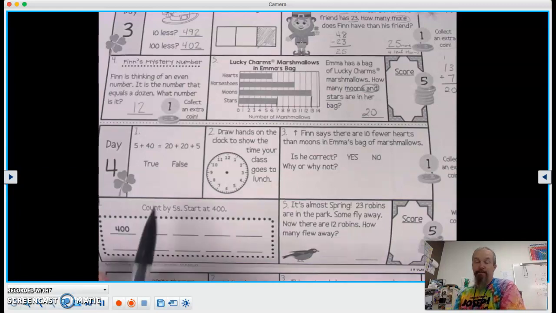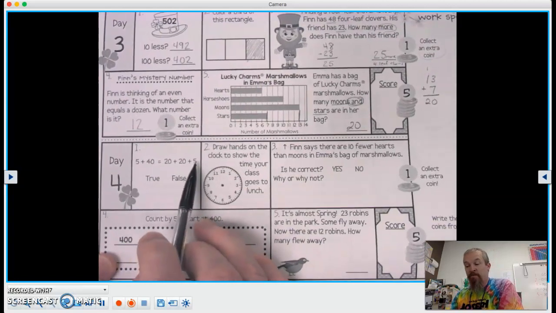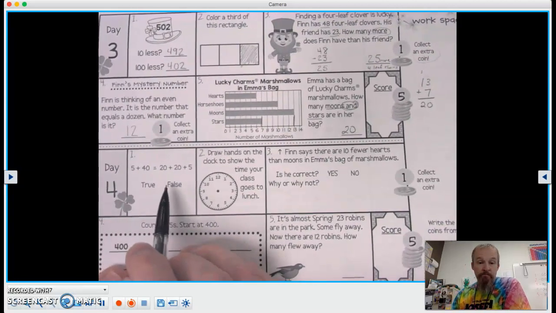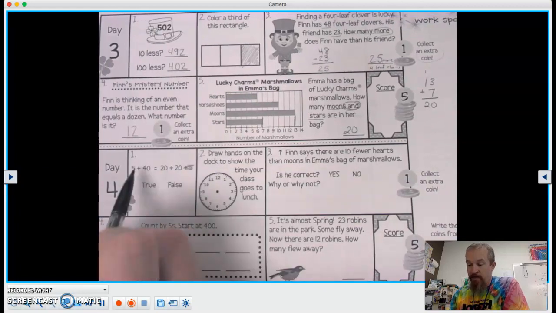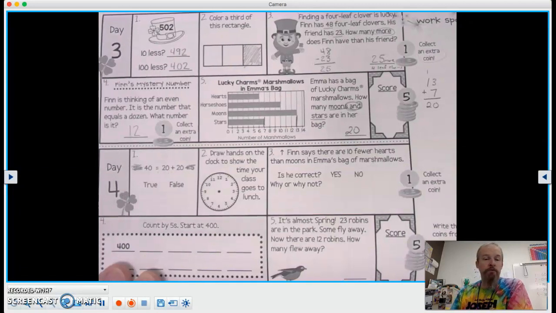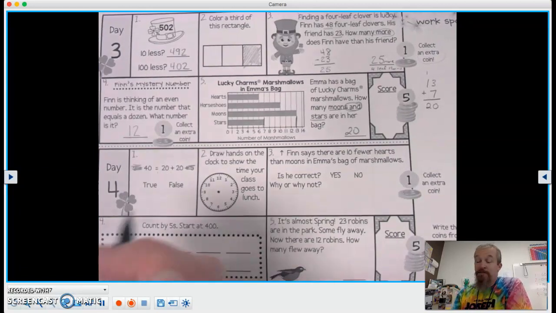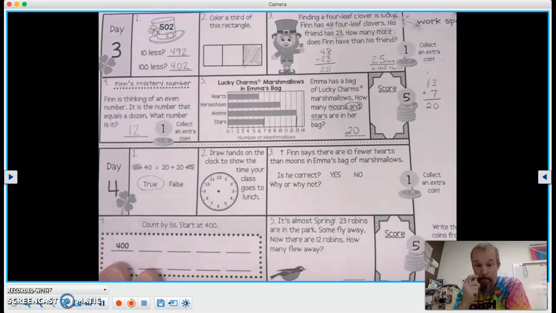Let's begin. We have 5 plus 40 equals 20 plus 20 plus 5. Is this true or false? Well, let's see. The 5s we can kind of get rid of, right? We know those are the same. Now, does 40 equal 20 plus 20? Is that true? 20 plus 20 is 40. Very good. So that is going to be a true statement.